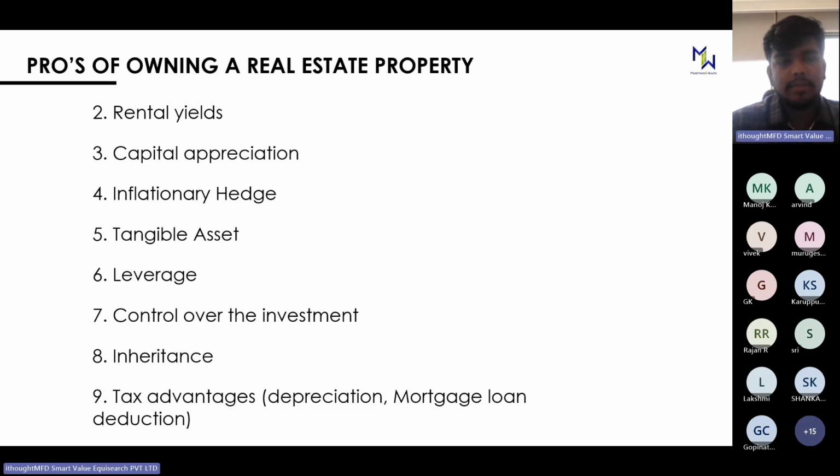And you have control over the investment. The decisions are taken by you. If you buy a land, you can build a building and use it as an Airbnb or as a PG, or you can construct a house and live there. All the controls and decisions are taken by you, and you can pass it to your children and grandchildren. So there's an inheritance advantage, and there's a tax advantage, meaning you can write it off as depreciation for your business as you hold the property, and also you can claim mortgage loan deductions.